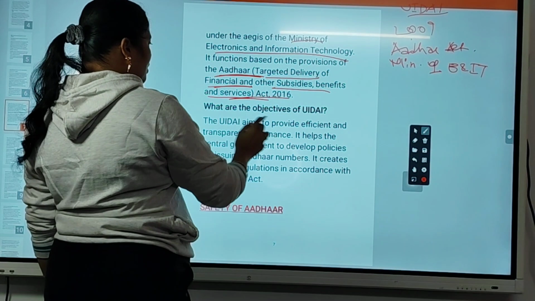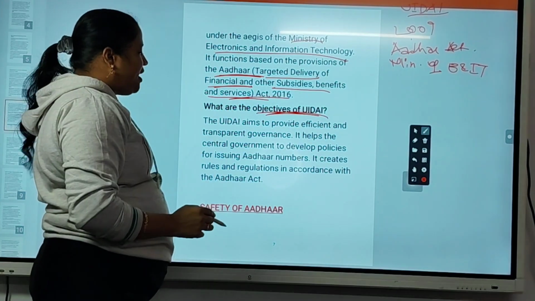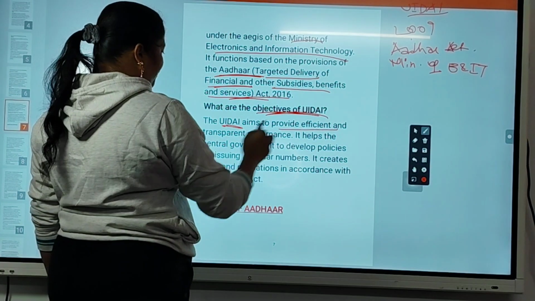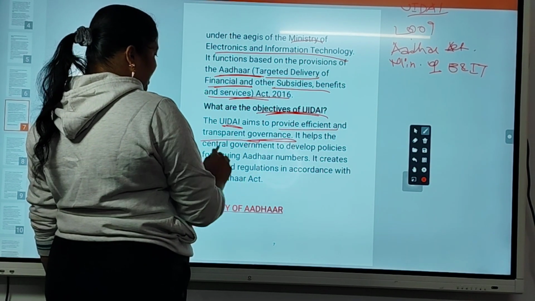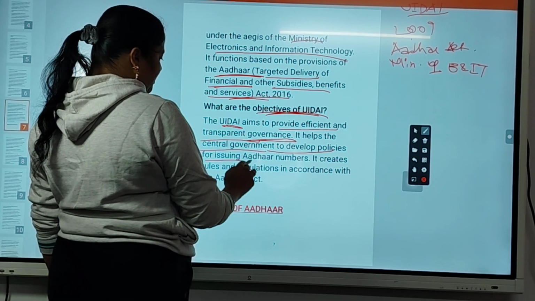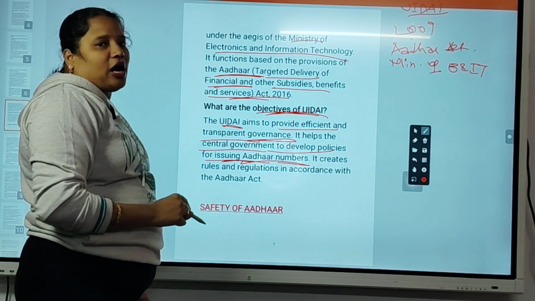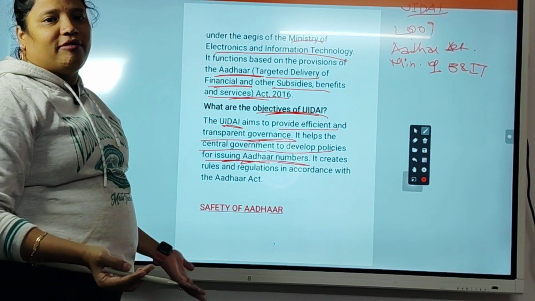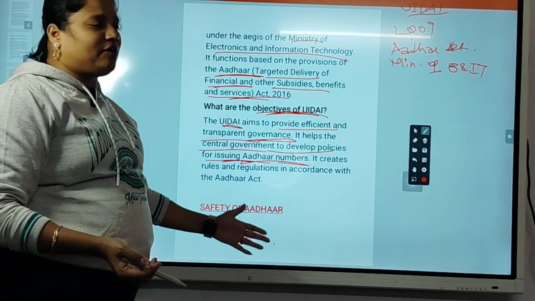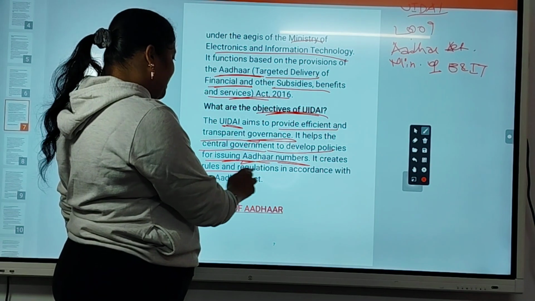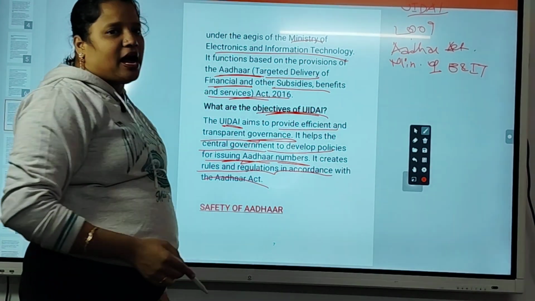Okay. So, what are the objectives of UIDAI? UIDAI aims to provide efficient, transparent governance. It helps the central government to develop policies for issuing Aadhaar numbers. So, Aadhaar numbers must be given to every citizen. That is the ambition of UIDAI. It creates rules and regulations in accordance with the Aadhaar Act.